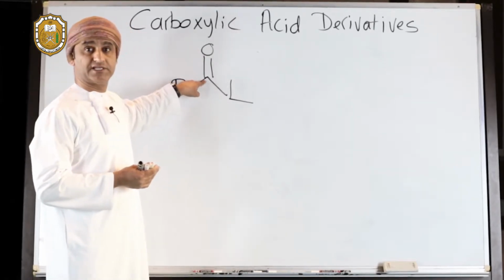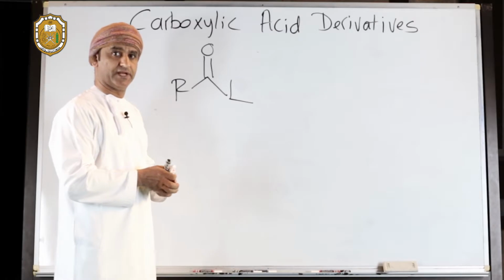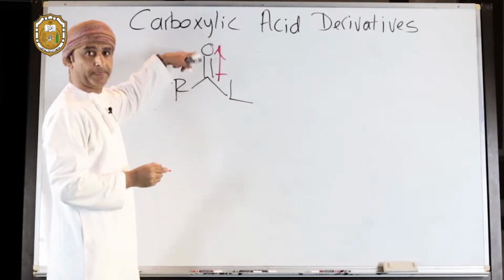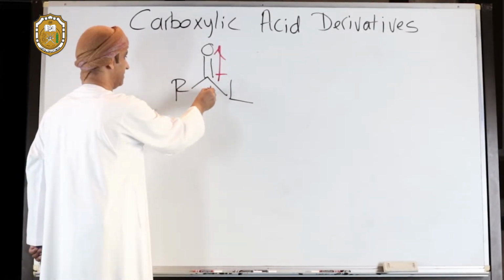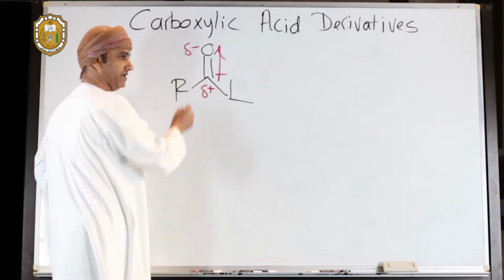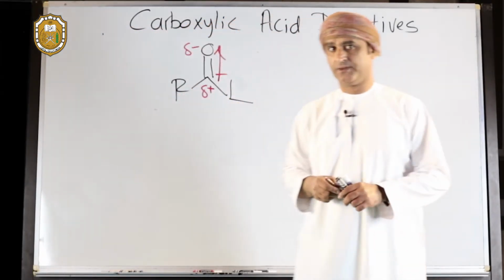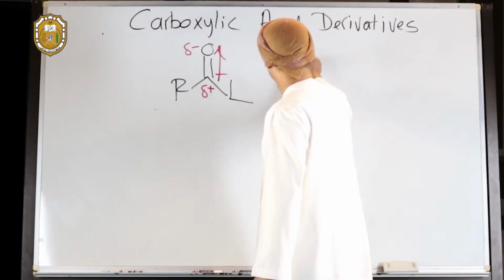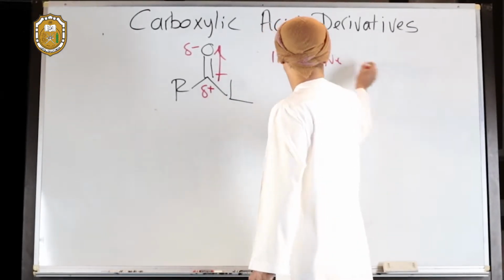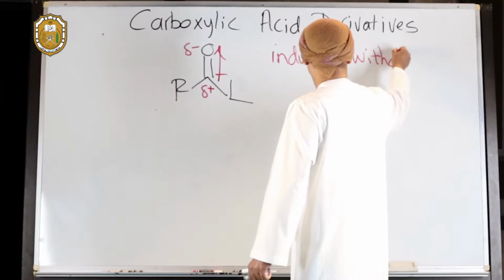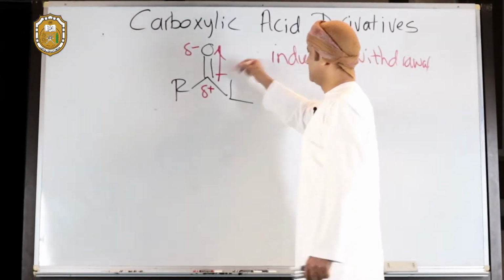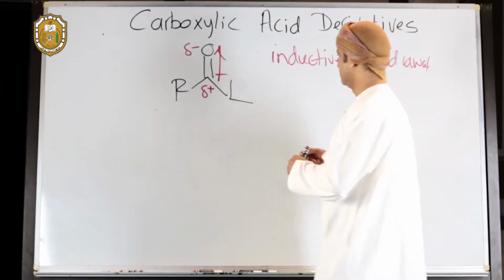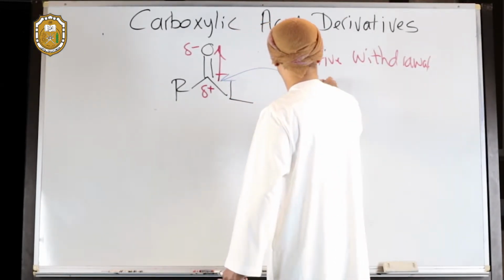Oxygen is more electronegative than carbon in this carbonyl group. So oxygen would pull electrons more in this covalent bond, leaving carbon with a positive partial charge and oxygen with a negative partial charge. So this is inductive withdrawal. And this inductive withdrawal by oxygen makes this carbon of the carbonyl group electrophilic. So we can label this as electrophilic as a result.